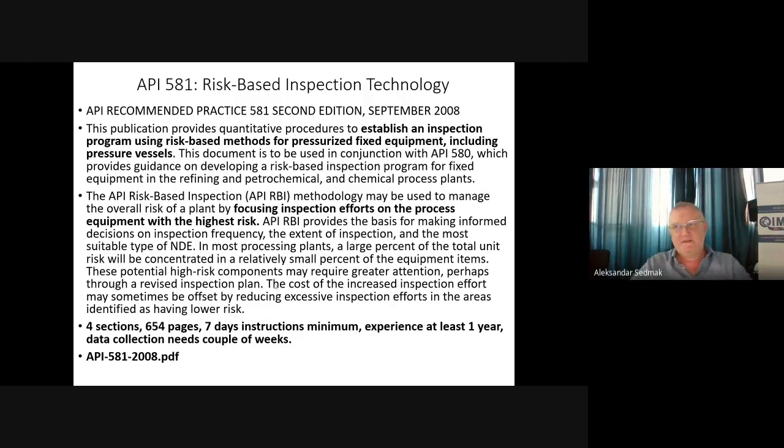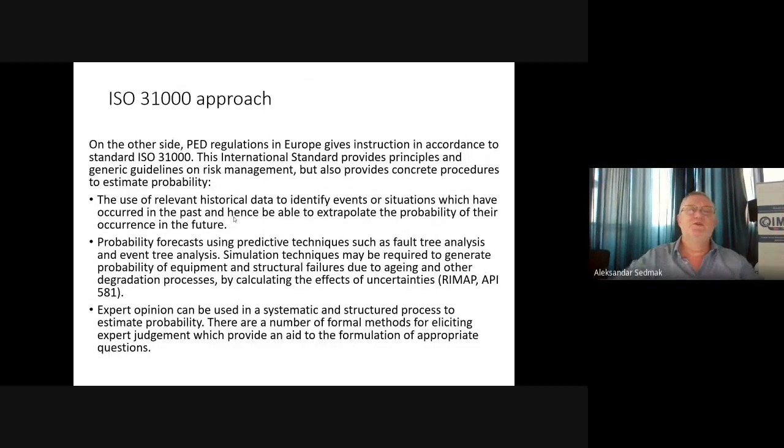And once we find a non-acceptable defect in, let's say, a welded joint of a pressure vessel, we certainly need a fast and reliable answer. So what we focus on more would be this ISO 31000 approach, not in a general sense, but in the sense of procedures they mention as possibilities to estimate probability.